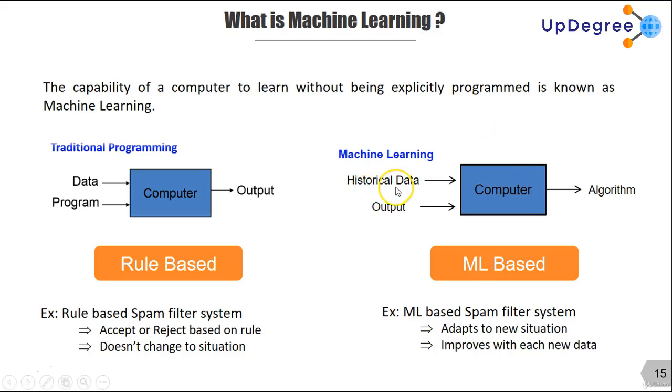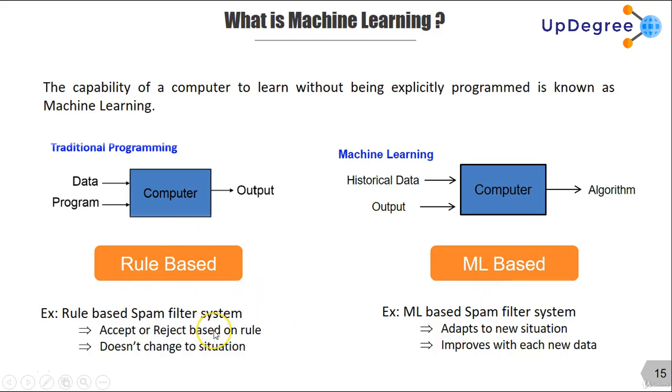Since you have passed that historical data and output to your system, that system can learn using the machine learning algorithm, and next time when it comes from your friend, it won't mark it as spam. So that's how this is different. So I'm explaining it again.